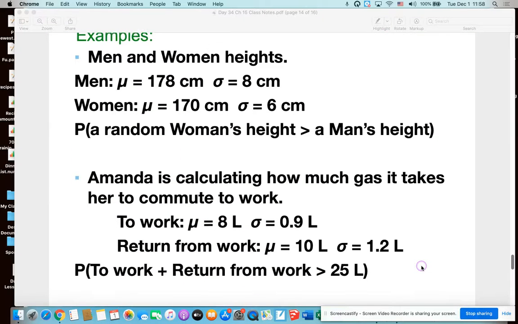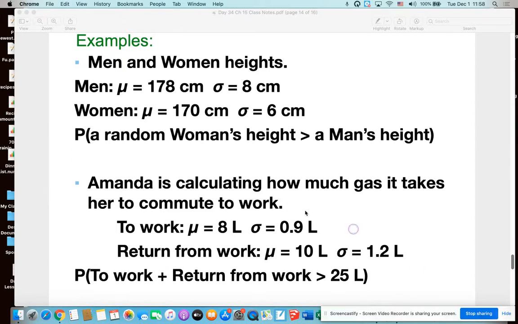All right, here's a couple more problems. I won't spend a lot of time on them, but they're very similar to what we just did. Let's say you want to know the probability that a randomly chosen woman's height will be taller than a randomly chosen man's. Here are the mean and standard deviations for both.